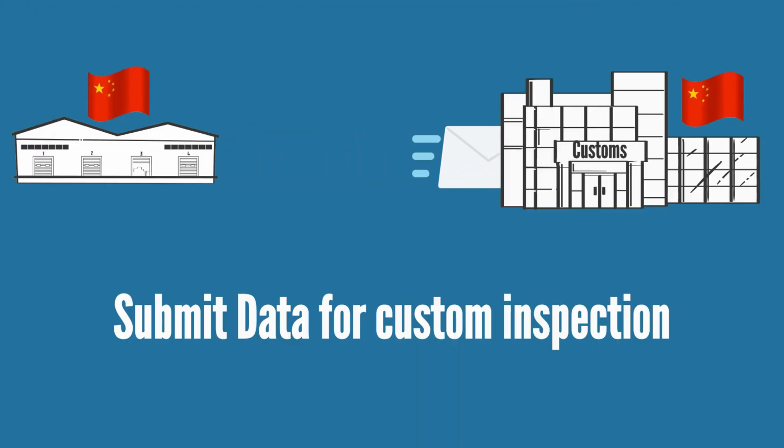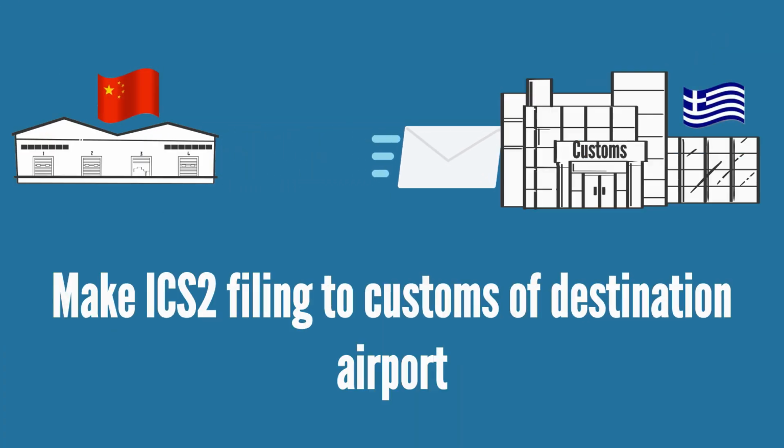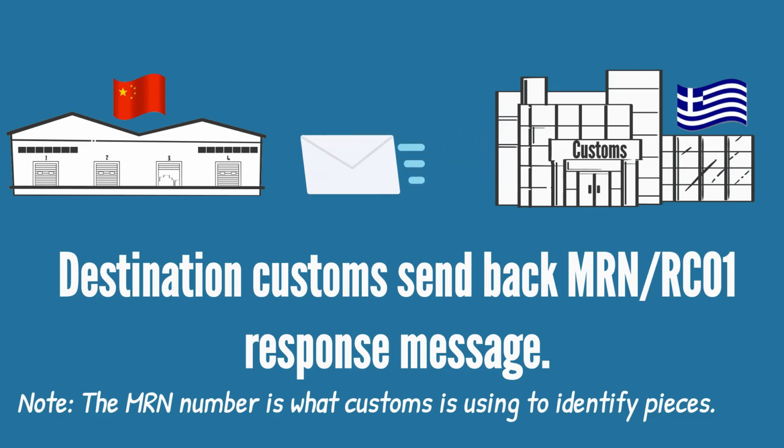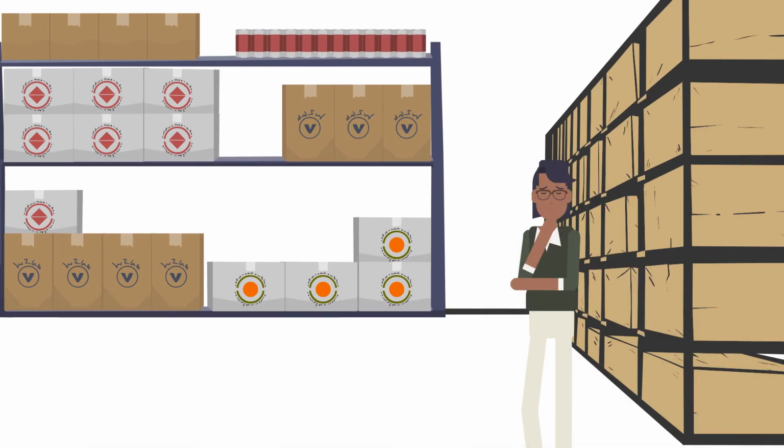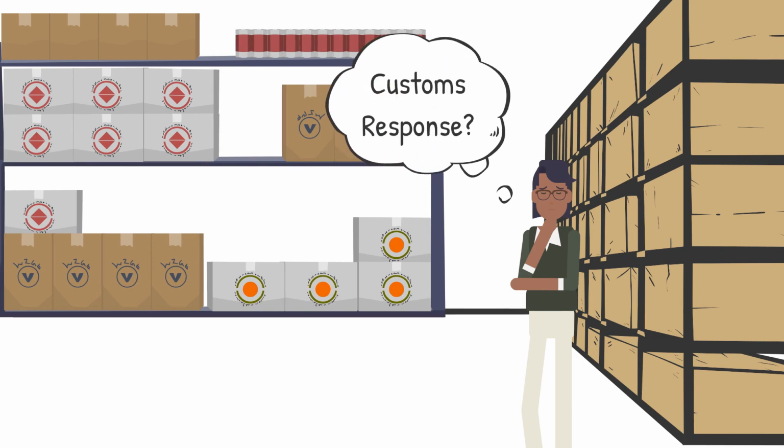Submission for customs inspection. Make the ICS-2 filing to customs of the destination airport. Destination customs send back a response. At this stage, the airline knows that the pieces have been reported to origin airport customs. However, we need to know the customs response to identify if the piece is allowed to fly or not.